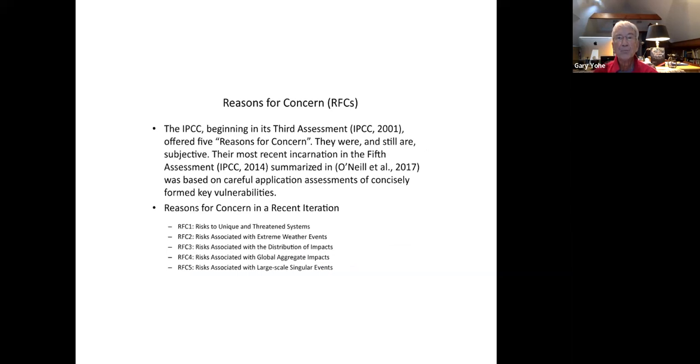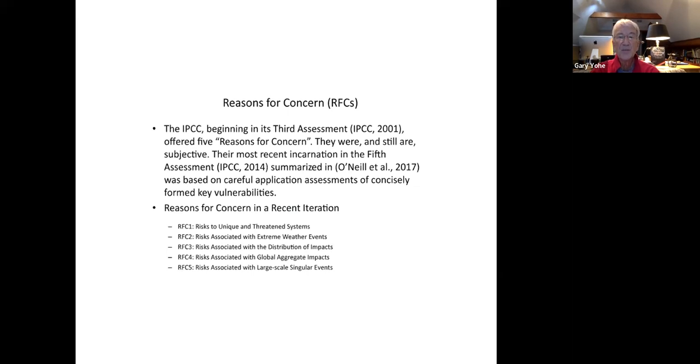I'm an economist, and economists tend to try to quantify everything, and the usual metric is currency. For most of the risks that we're going to talk about with respect to climate change, that doesn't apply particularly well. So beginning in the third assessment, Working Group 2 began to think about reasons for concern. And there were five of them.